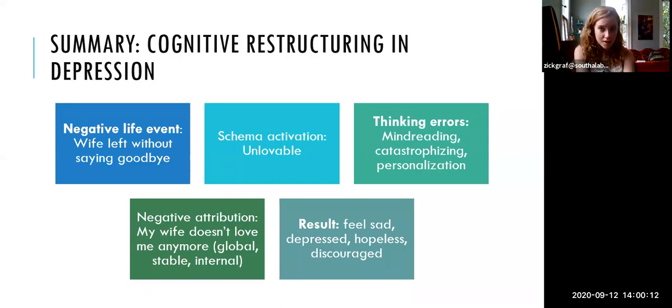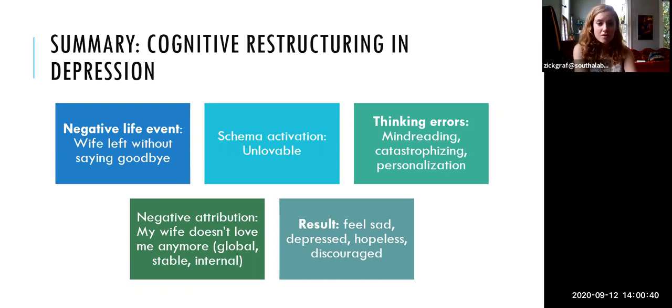So he engaged in some thinking errors here, including mind reading, that he was just inferring or assuming that because she left without saying goodbye, she didn't love him. Catastrophizing, so he went from she is mad at me to she doesn't love me to she's going to leave me. Those were three big jumps, all based on mind reading, the assumption that she was even mad in the first place. And personalization, so interpreting her behavior to mean something about him.